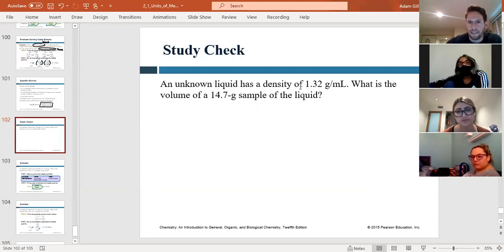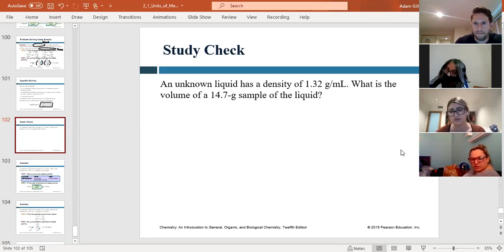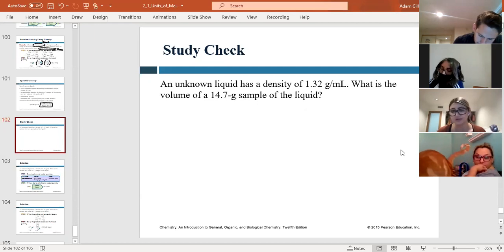So an unknown liquid has a density of 1.32. What is the volume of a 14-gram sample of liquid? So it would be 1.32 times, or 1.32 over the density of water. I don't know where I'm going with this. I'm going to just stop talking.